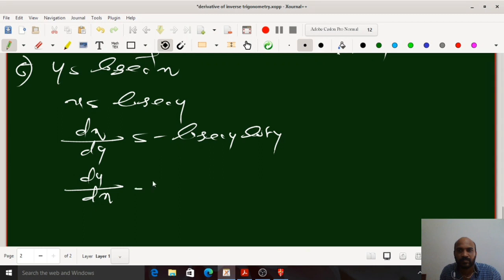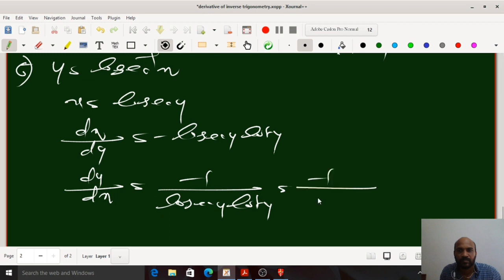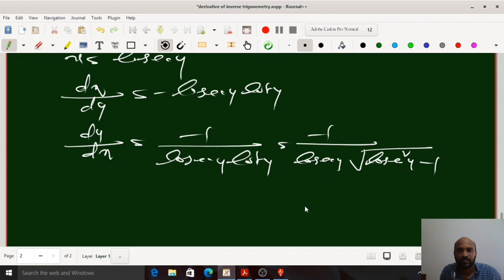dy by dx is equal to minus 1 by cosec y into cot y. Express cot y in terms of cosec. We know that cot y equals root of cosec square y minus 1. That means the derivative of cosec inverse of x is minus 1 by x into root of x square minus 1.